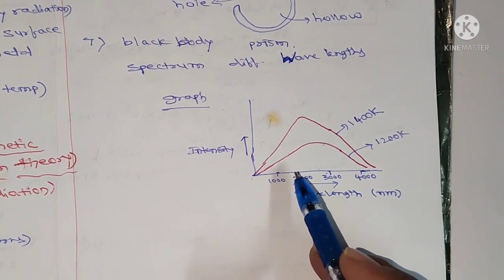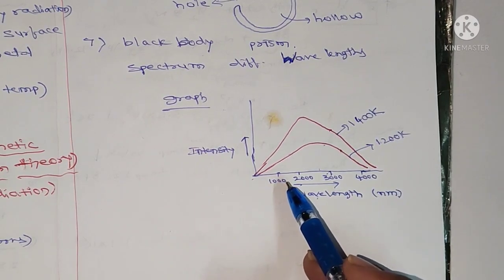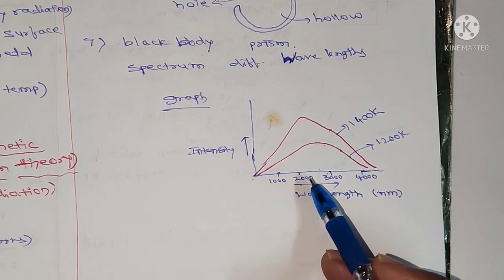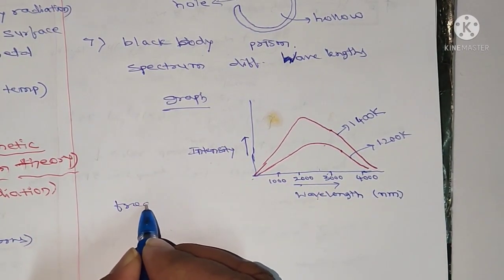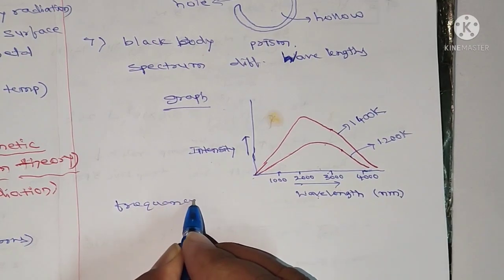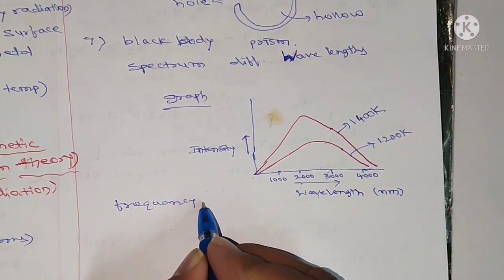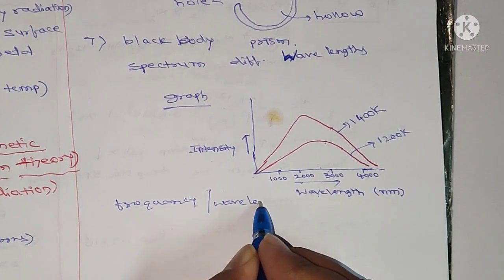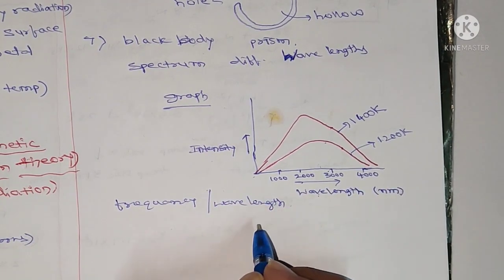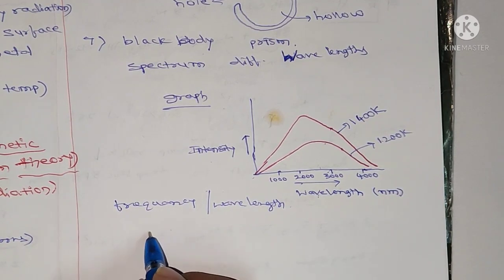With this theory, Planck explained the distribution of intensity of radiation from a black body as a function of frequency and wavelength at different temperatures.